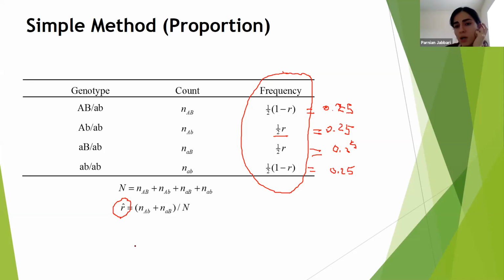So when R is equal to 0.5, they are not linked. Yes, okay. That's right. And does this mean that if it falls below half, it means interference, or is it not related? Right, you are right.